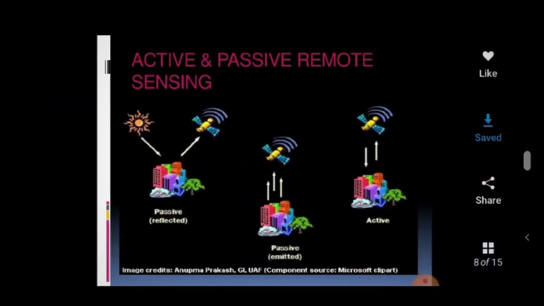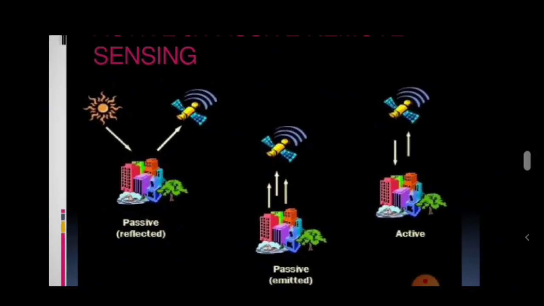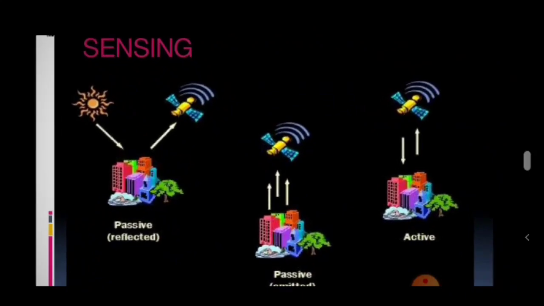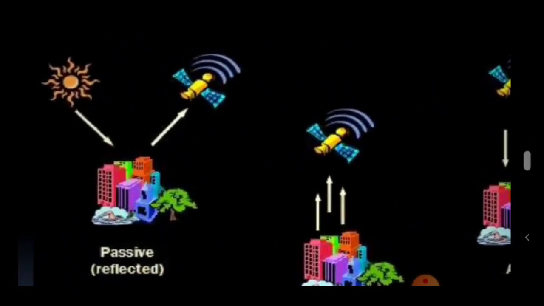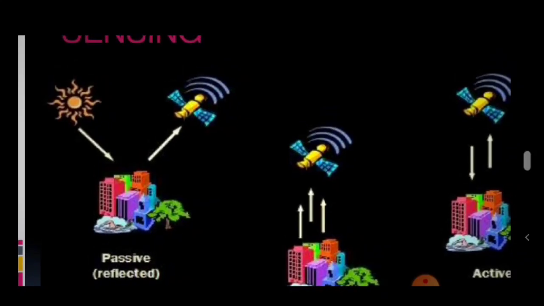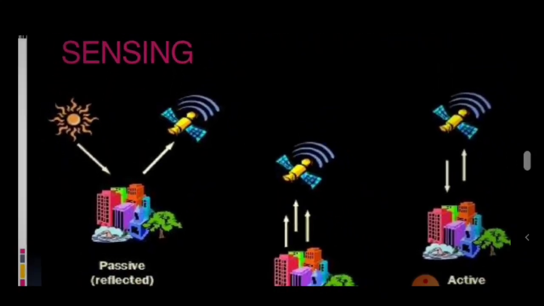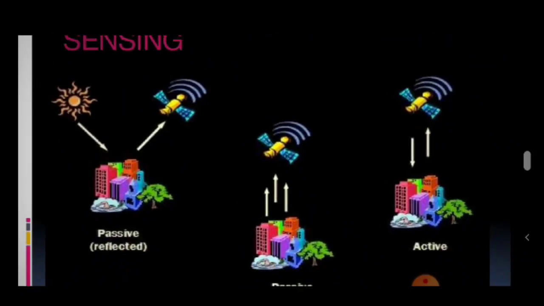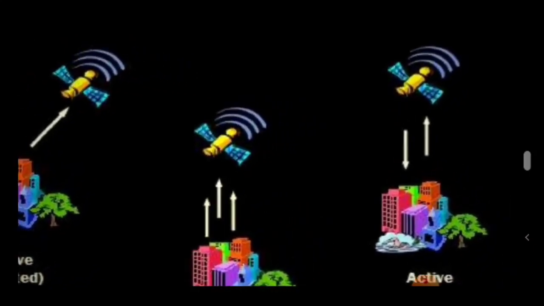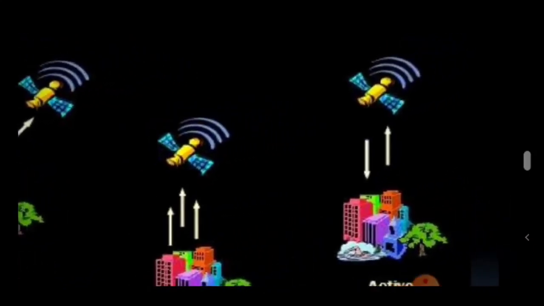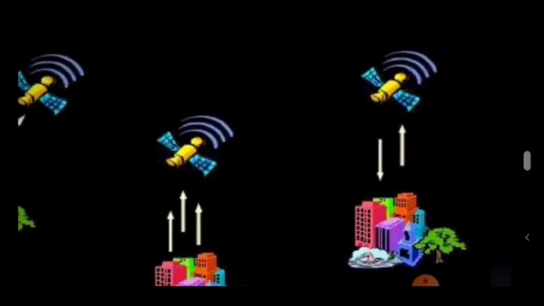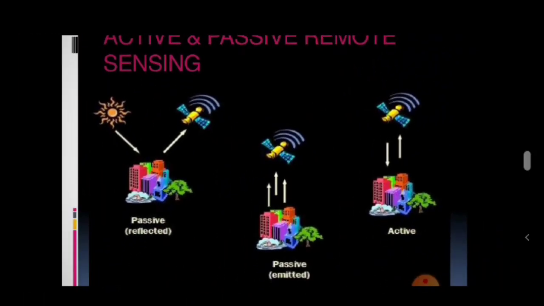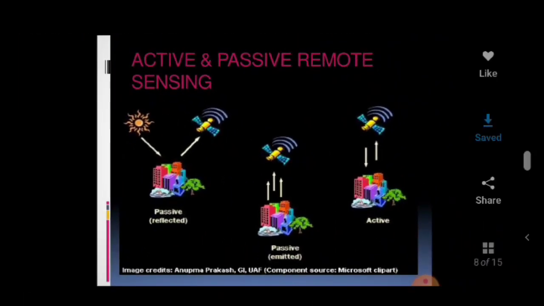You can see passive sensors use a natural energy source, the sun. For active, there has to be an artificial energy source.